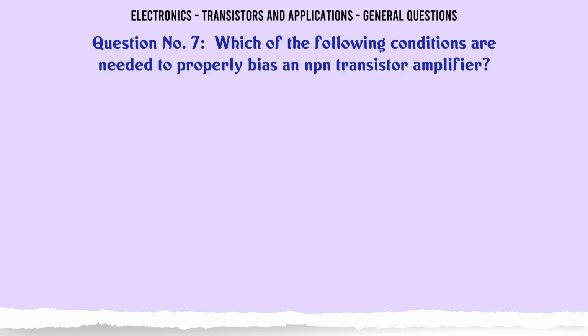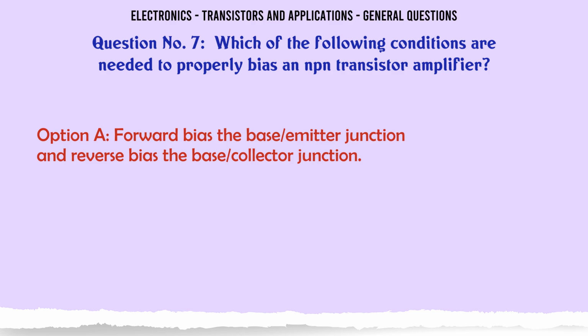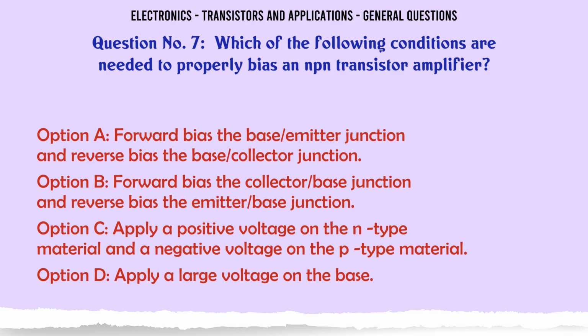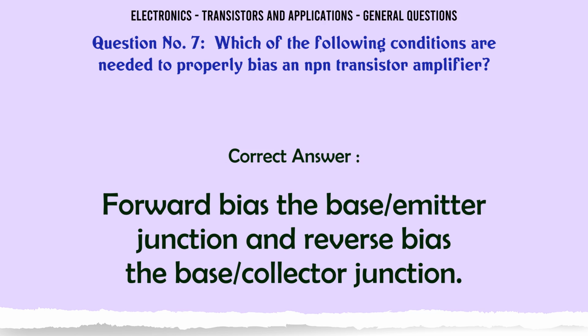Which of the following conditions are needed to properly bias an NPN transistor amplifier? A. Forward bias the base emitter junction and reverse bias the base collector junction. B. Forward bias the collector base junction and reverse bias the emitter base junction. C. Apply a positive voltage on the N-type material and a negative voltage on the P-type material. D. Apply a large voltage on the base. The correct answer is forward bias the base emitter junction and reverse bias the base collector junction.